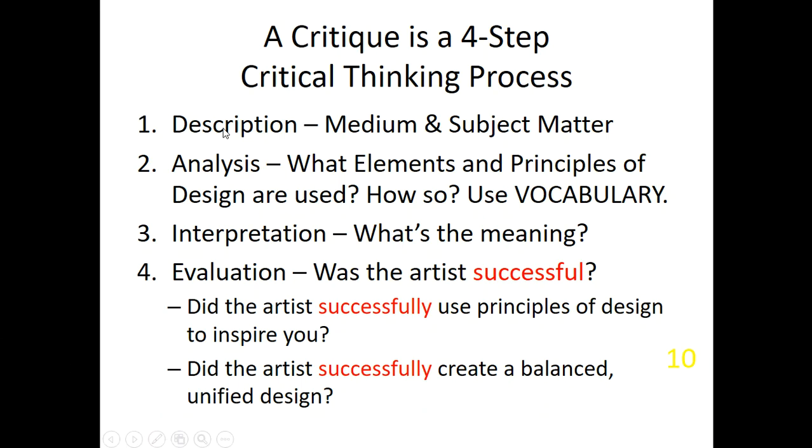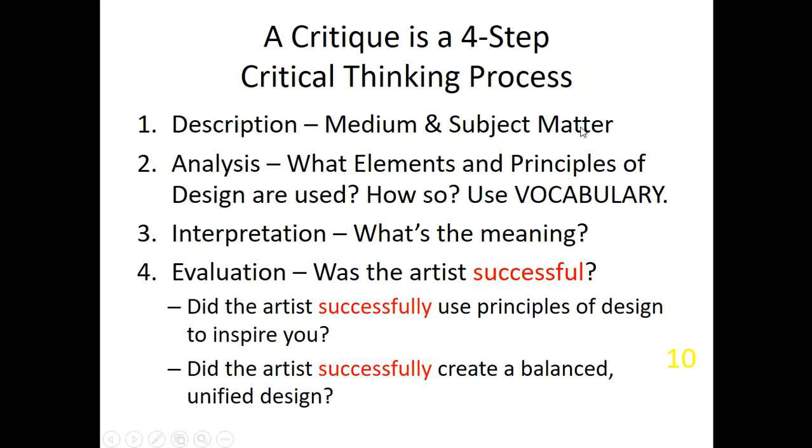So the description is when we describe the medium. The medium is like, are we painting? Are we doing a collage? Yes, we're doing a collage. But this is not a collage made of actual paper. This is a collage done digitally, made of digital images and the text tool in a program called GIMP. Those are the types of things that you would say in your description.